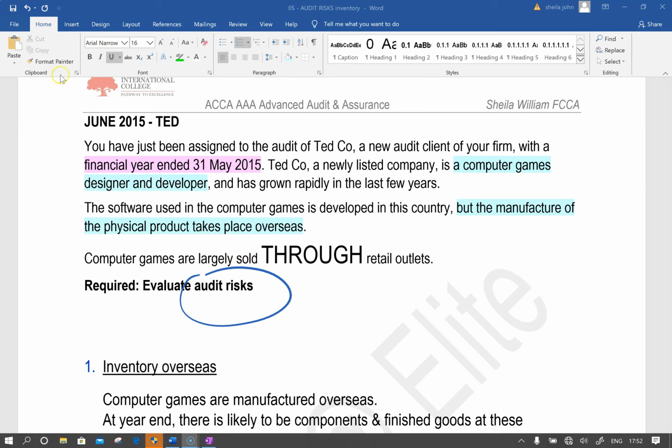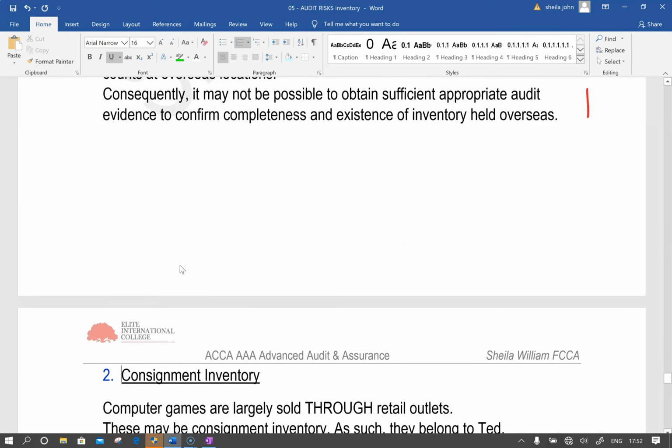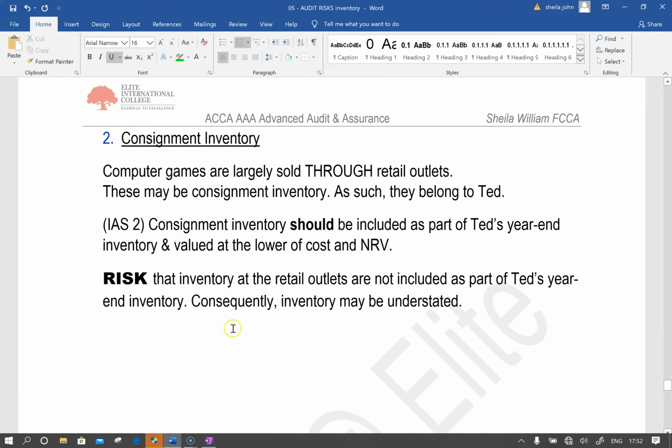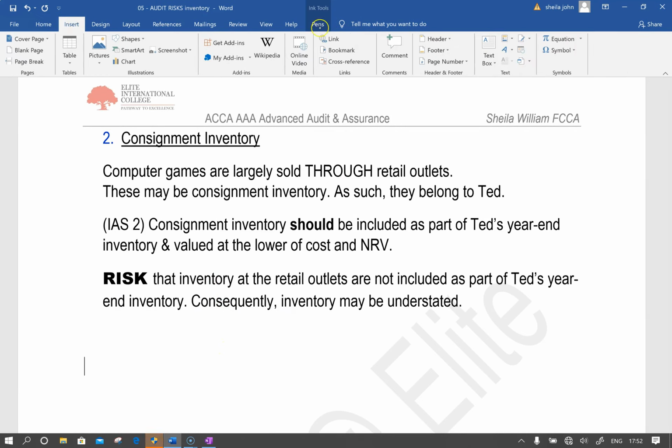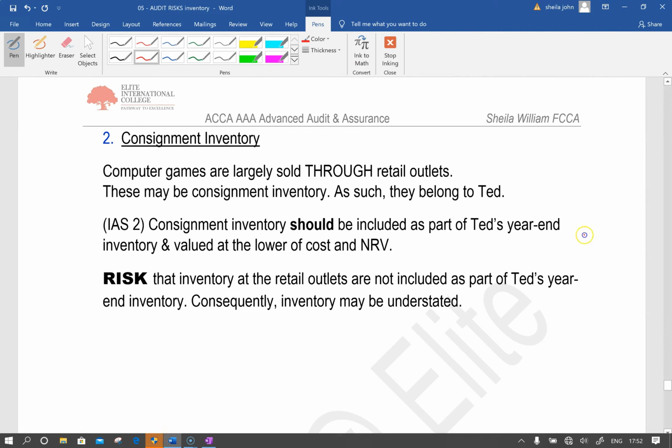So there's another item here, and that is the computer games are largely sold through retail outlets. So how would you write the answer here? It would be on the area of consignment inventory, just like what we did just now. Okay, so how would the marks be worked out? We've already done this earlier with accounting treatment, the risk, and the impact on the financial statements. The risk here is that the inventory at the retail outlets are not included as part of the year-end inventory. Consequently, inventory may be understated.